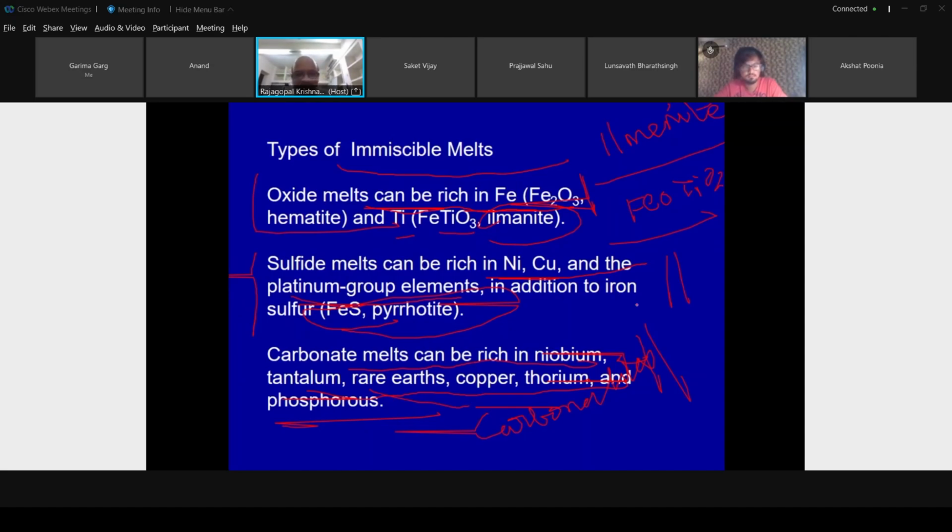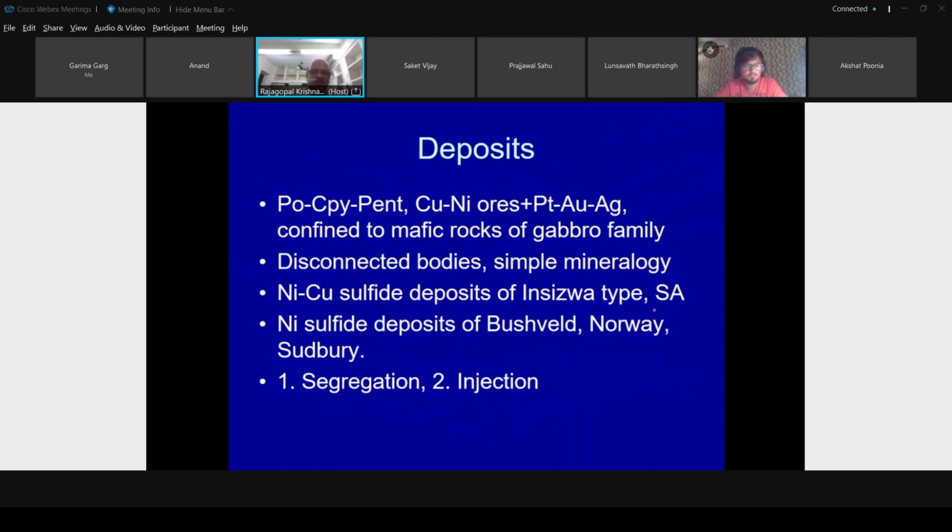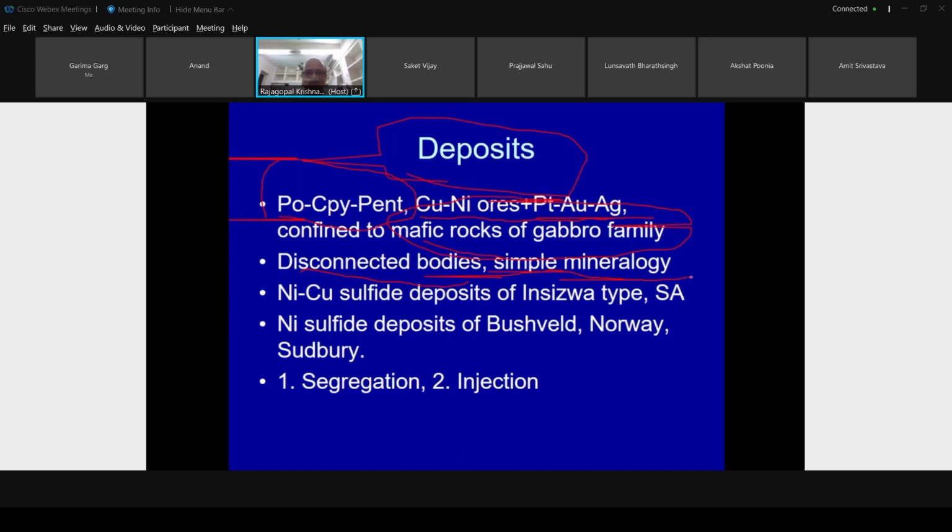Very important. Please read. Okay, so what are the types of deposit that form in this type of liquid immiscibility process? You can have pyrrhotite, chalcopyrite, pentlandite, nickel bearing. These are copper nickel ores. You can have platinum also, gold also, silver. Most of them are confined to mafic rocks of the gabbro family. These are disconnected bodies with simple mineralogy.